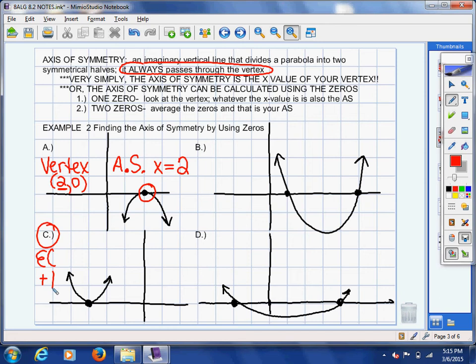Now let me talk to you about B. There's another way to do B, especially if your vertex isn't very obvious, and I had to do some fancy footwork with B and D. I couldn't totally fit them both on the page. Just imagine that D goes a little bit deeper than it does, and B as well goes a lot deeper down the y-axis. Okay, so what if you can't really tell what the vertex is? Then you can use your zeros, okay?